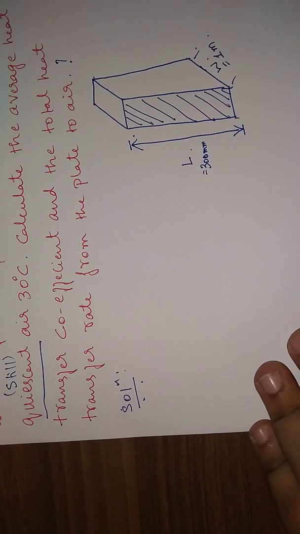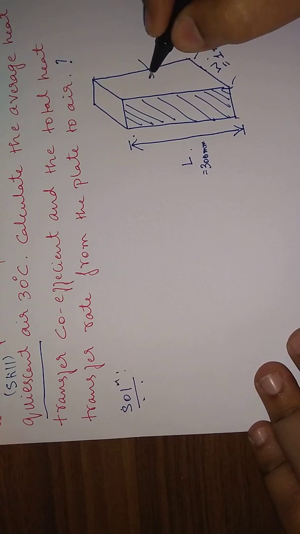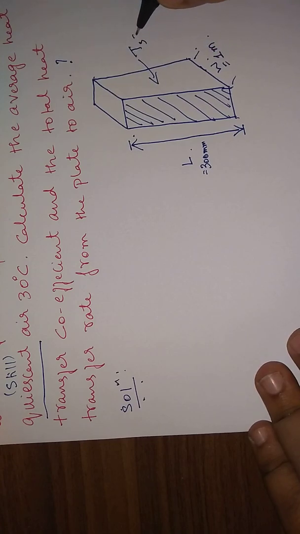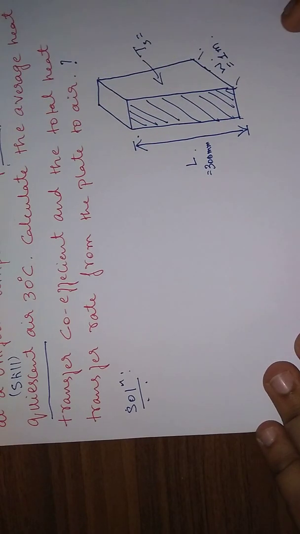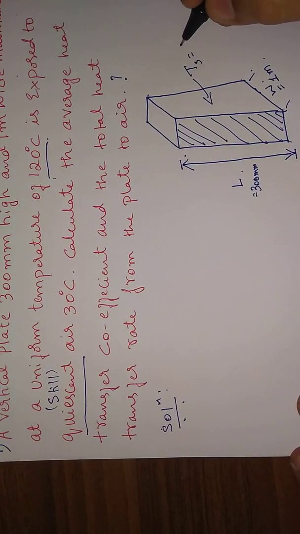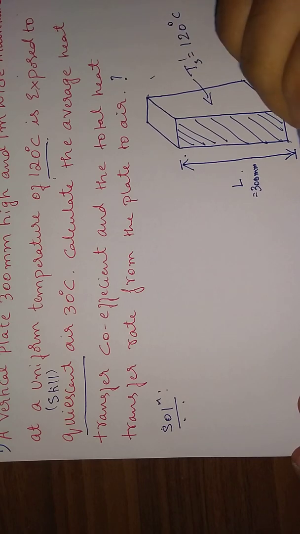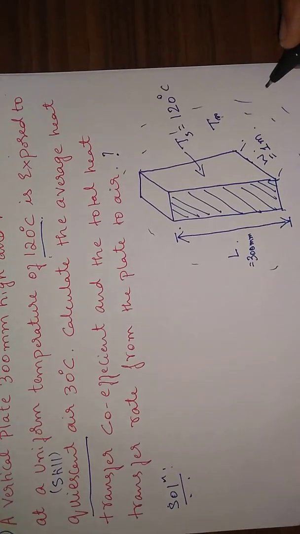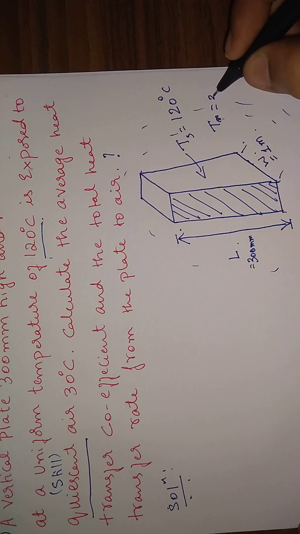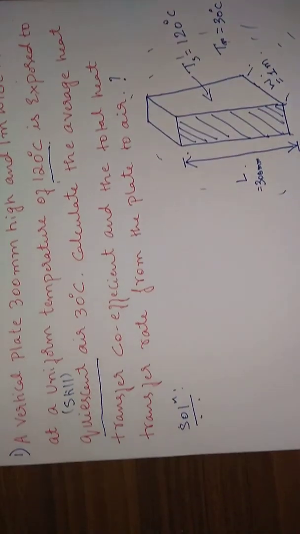Now, this is the problem given. The plate is maintained at T surface, which is maintained at how much? You can see here, 120 degrees centigrade. The atmosphere or the air surrounding this flat plate is T infinity, which is maintained at 30 degrees centigrade.